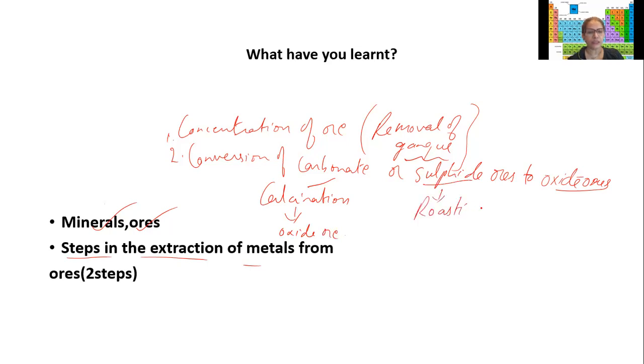Every time you listen to roasting, think about the chicken being roasted, or paneer that is marinated and then roasted. Even potatoes can be roasted. So for sulfide ores, roasting. Roasting is heating of the ore in excess of air and then getting the oxide ore. So these are the 2 steps we have seen, and we have come till the oxide ore. Now we will go and see what is the 3rd step and then the 4th step.